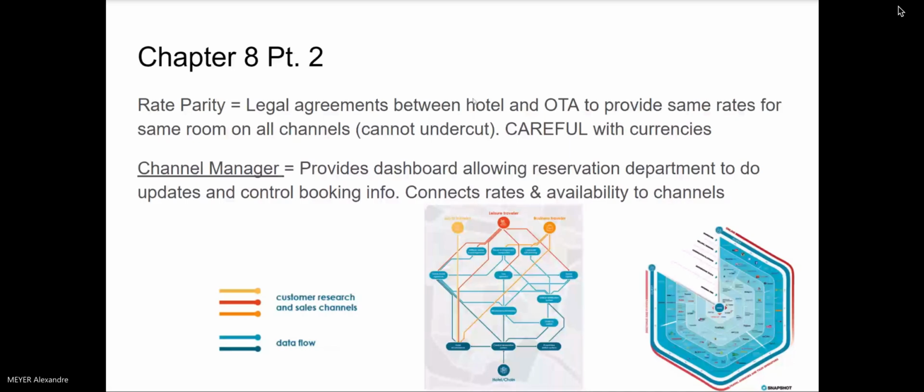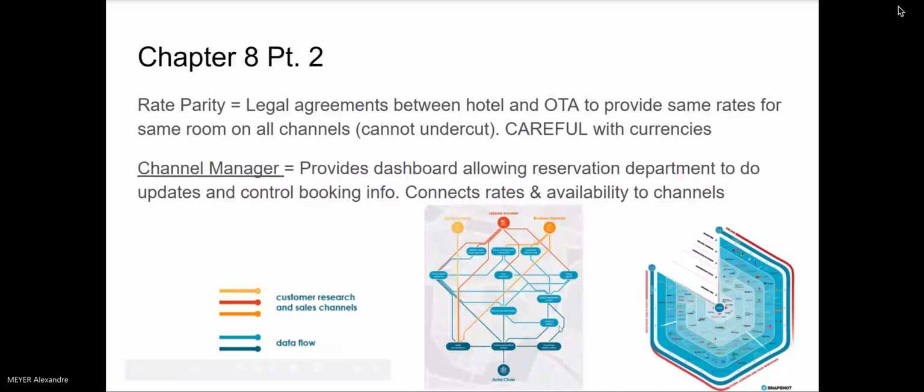A Channel Manager provides a dashboard allowing a property's reservation department to do updates and control all booking information. The main function of this tool is to connect rates, availability, and more details to all the connected online channels, things such as Agoda, Expedia, and Booking.com. These data updates are automatically shared and synchronized among all channels. So that essentially means if a room is sold on Expedia, minus one room will appear on Agoda and Booking.com, right? So it's dynamic, and there's no availability shown when there isn't any in reality.